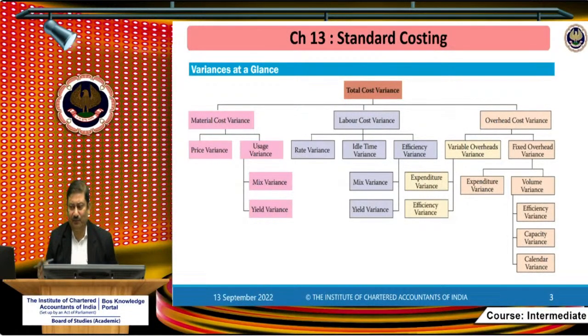It should be very clear in your mind what standard costing is, and what it basically helps us do. We set certain standards for our costs, like material, labor, and overhead, and then we compare them with actual. Comparing the budgeted cost with the actual cost is basically how we calculate the variance.